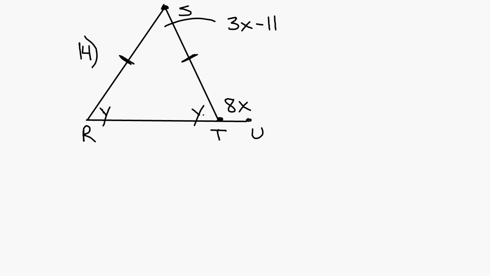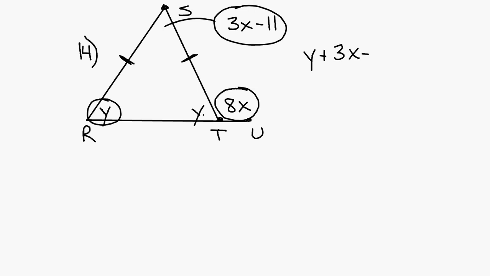This is called a combination problem. You did it in Algebra 1. You don't remember doing it, I don't think. This is also an exterior angle problem. This 8x right here is an exterior angle, and it's equal to this angle plus this angle. So here's your setup. Y plus 3x minus 11 equals 8x.